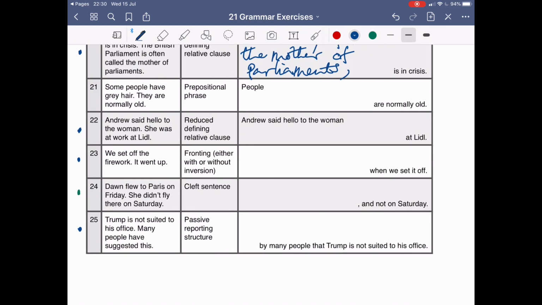22. Andrew said hello to the woman. She was working at Lidl. Reduced, defining relative clause. Andrew said hello to the woman working at Lidl. Oh, we've got the at. Okay.